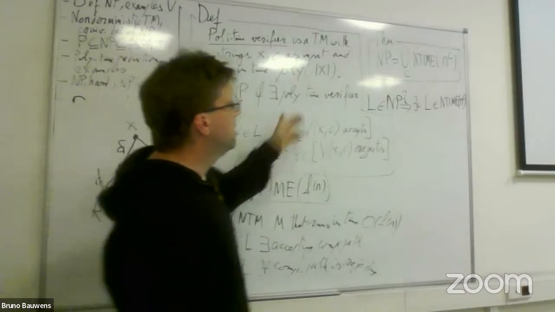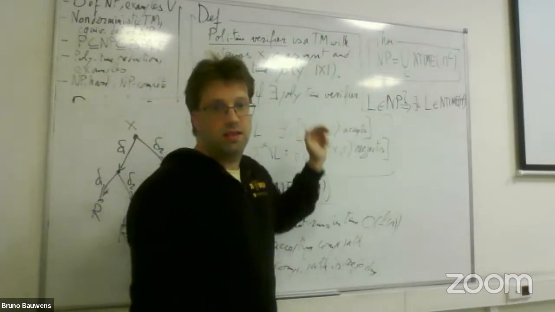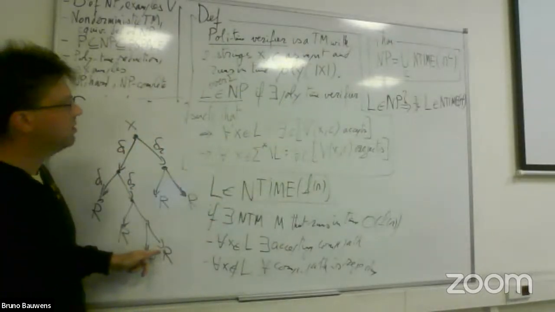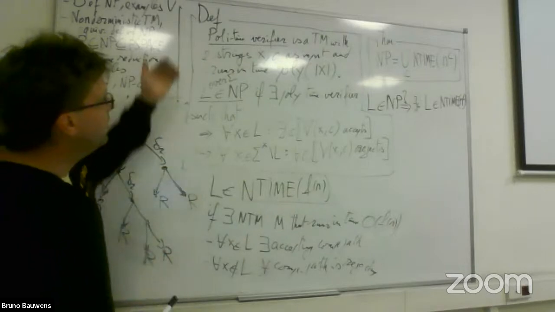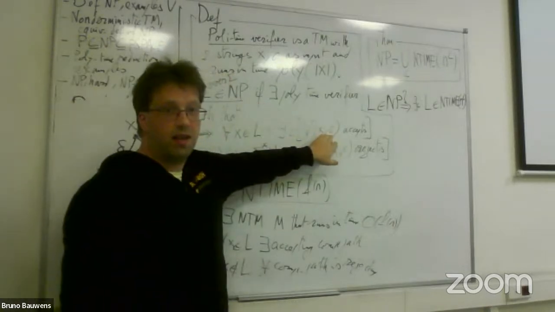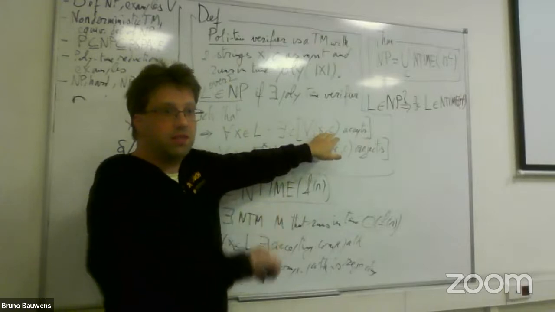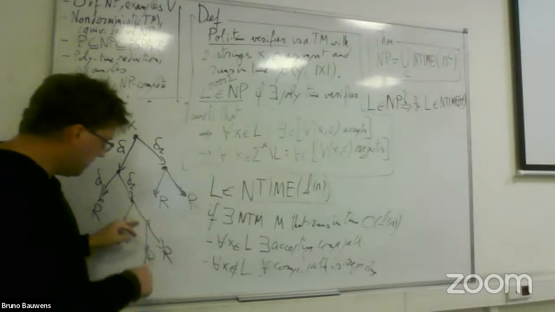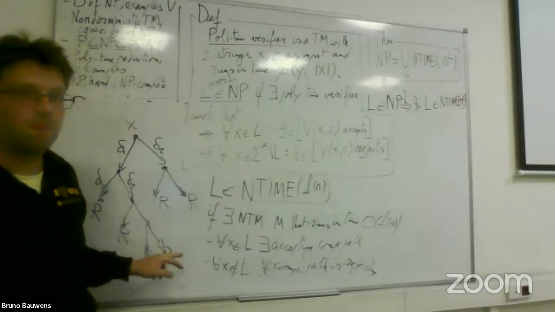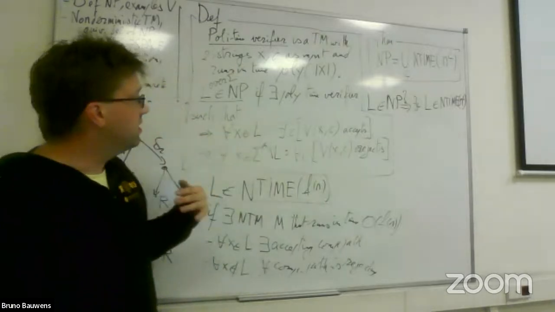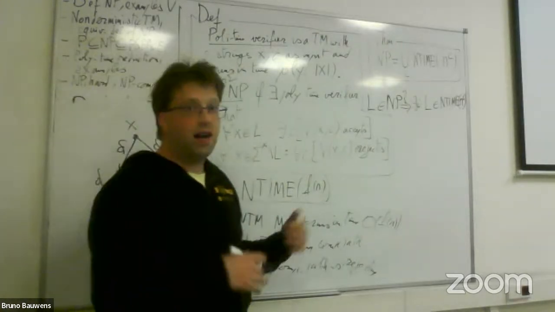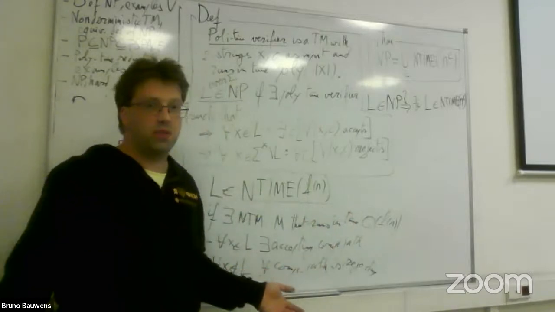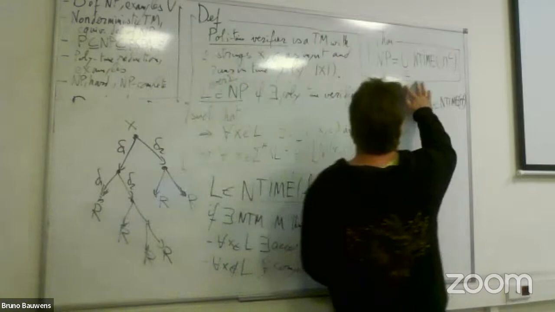And so if x is in the language, it means there exists a certificate, and the non-deterministic machine has one computation branch where it guesses the right certificate and then ends in an accept state. If x is not in the language, then regardless of the certificate it guesses, the simulation afterwards will always lead to reject. And so this is proven.